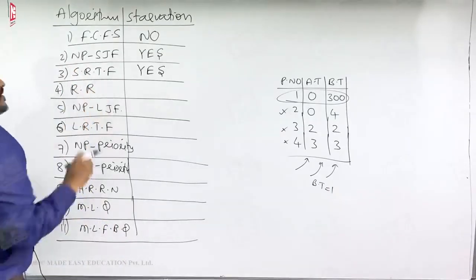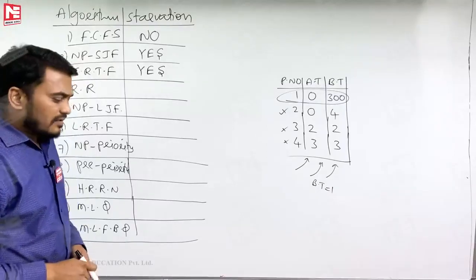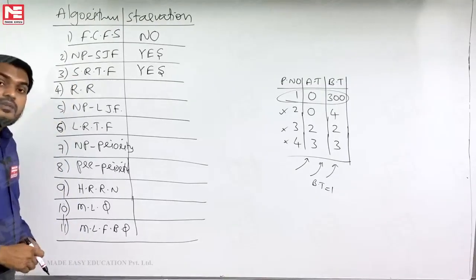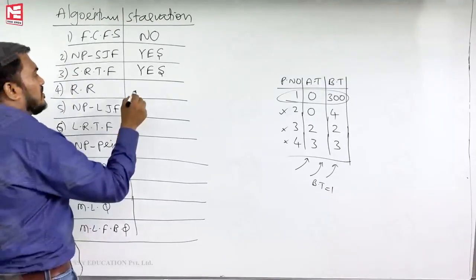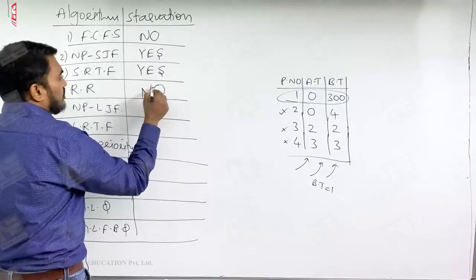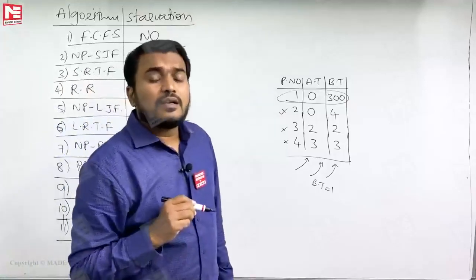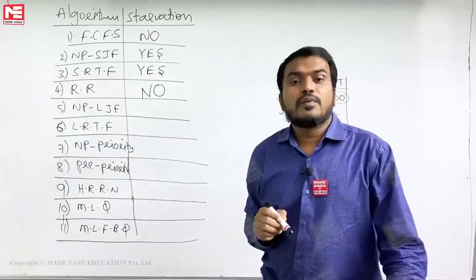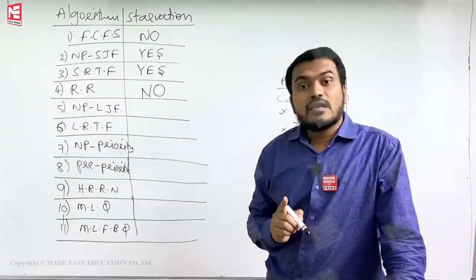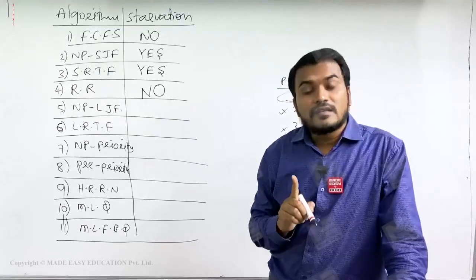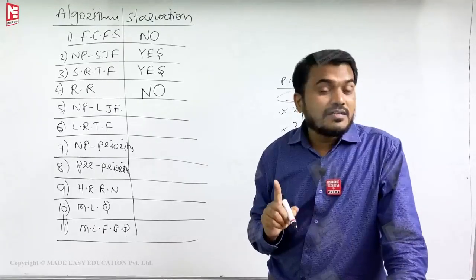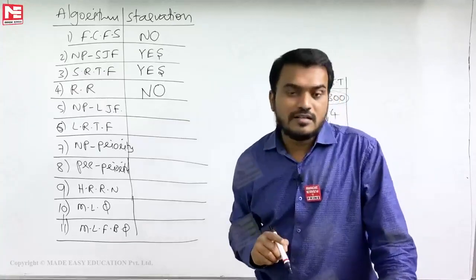And next, round robin. Do you have starvation in round robin? Think and tell me. Do you have starvation? Understand, the answer is no. There is no starvation in round robin, because in round robin also you are scheduling the processes based on the arrival time only, because the criteria are arrival time and time quantum, both are there. Is that clear?